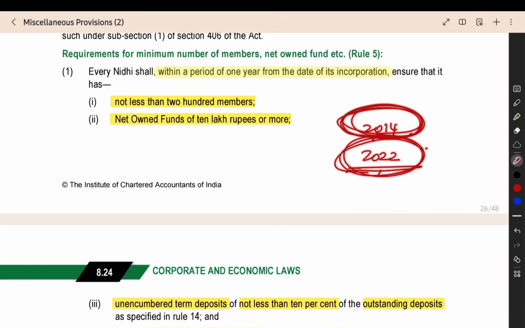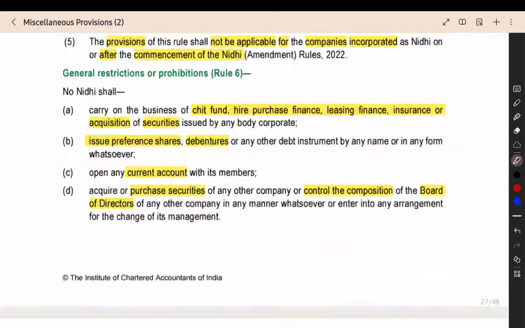So if you are creating a Nidhi company now, after the 2022 rules, you have to follow the new procedure. But the new procedure is not there in the study material. Only the old procedure is there. So I will tell you just the gist of the old procedure and then we can complete the Nidhi company.